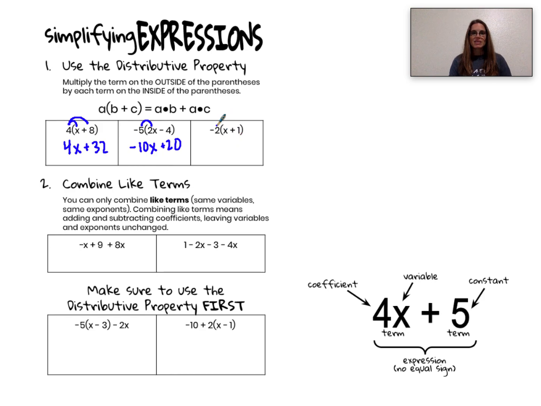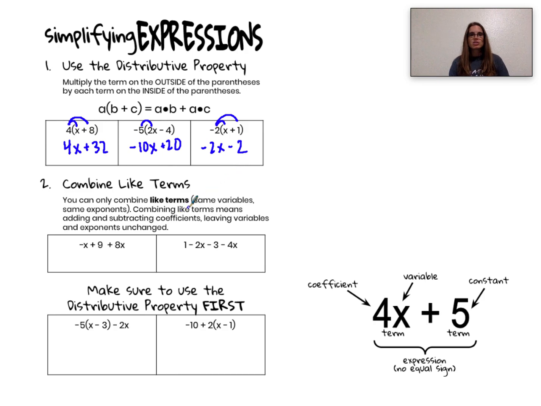Final example, negative 2 times x gives me negative 2x. And then a negative times a positive, negative 2 times positive 1 is minus 2. You could also write this as negative 2x plus negative 2.